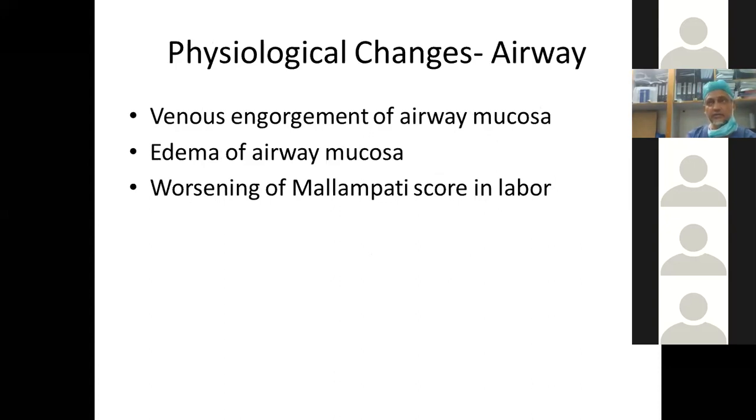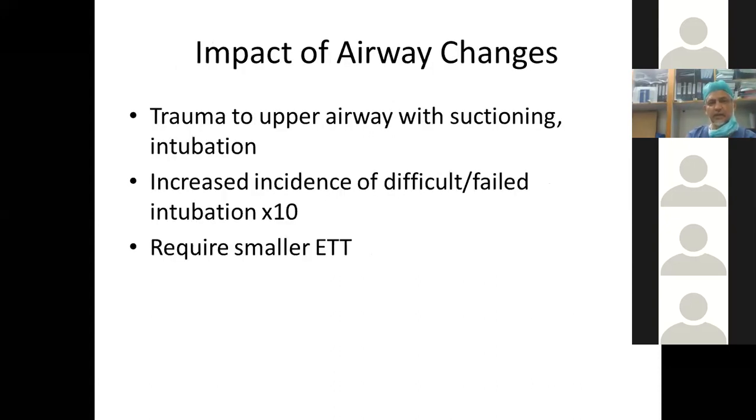Airway: venous engorgement and edema of the airway mucosa, worsening of the Mallampati score. The Mallampati score is for airway assessment. So technically, during pregnancy, a difficult airway is anticipated. There are airway changes, trauma to the upper airway with suctioning and intubation, increased incidence of difficult or failed intubation, and a requirement for a small endotracheal tube.